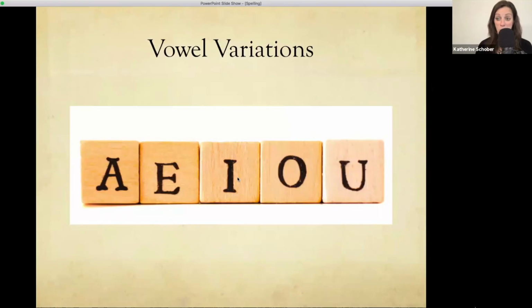And that's it for our consonants. So now we want to get into vowels because there were some variations in the vowels as well.